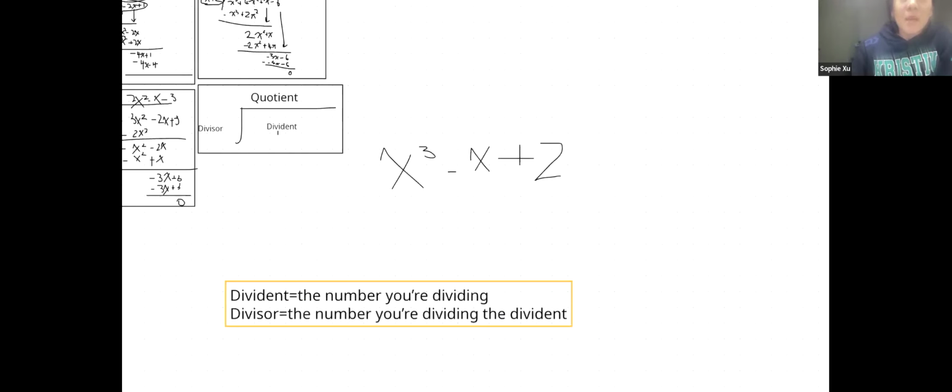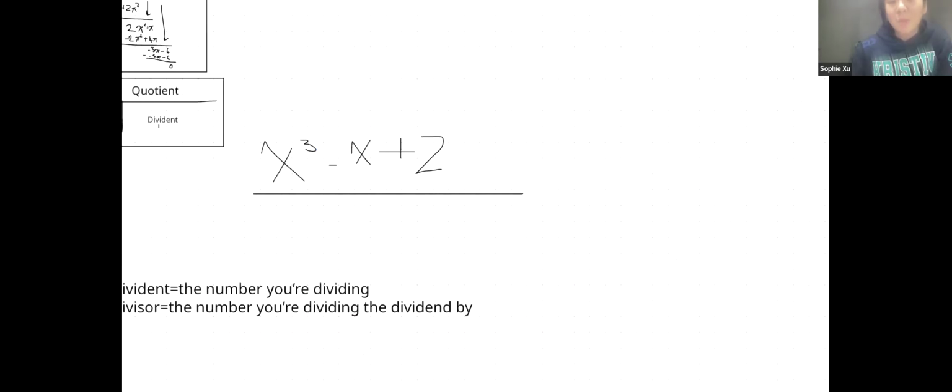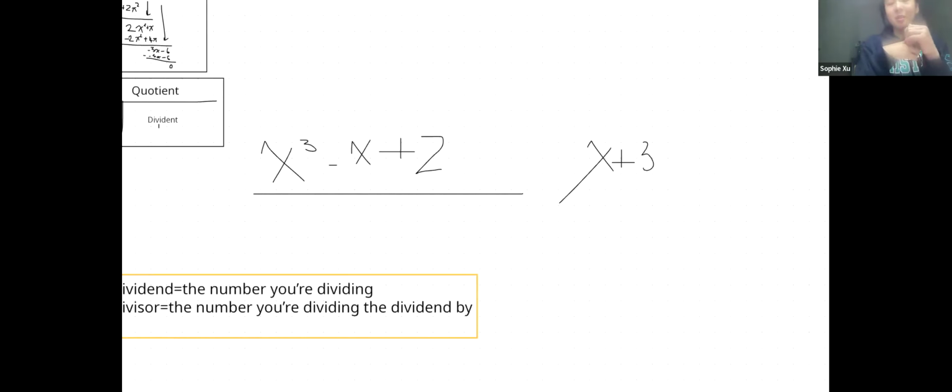Okay, as a practice, divide this by x plus 3, let's just say. I literally just made that up, so I don't know what the answer is. I'll give you guys 1 minute to think about it, and someone can share if they want to.